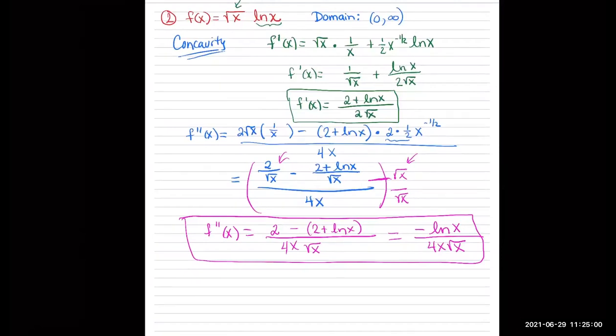Can you help me out? Do you remember what we do next? Once we have the second derivative, we're trying to decide where it's concave up or concave down. So what's the next step?